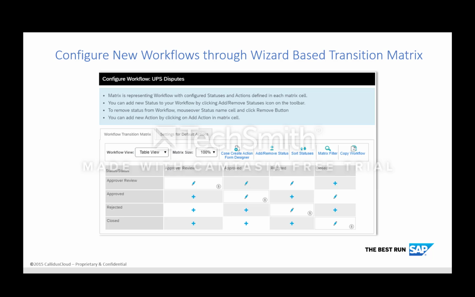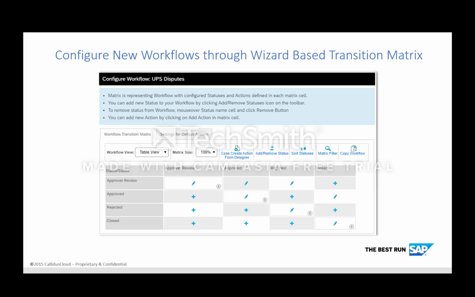Each workflow is configured through a number of statuses and actions set by you. These statuses and actions are set up using what we call the workflow transition matrix, which you see in front of you. We've taken a wizard-based approach to allow you to designate what actions are going to advance the case to the next status or revert that case back to a previous status.